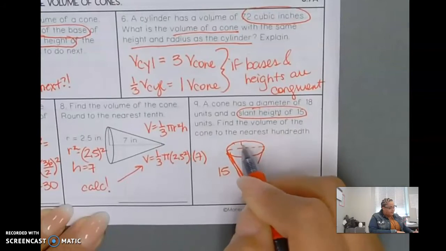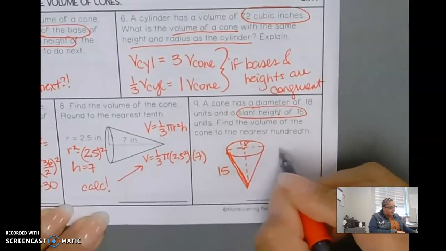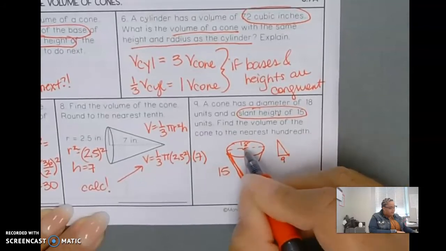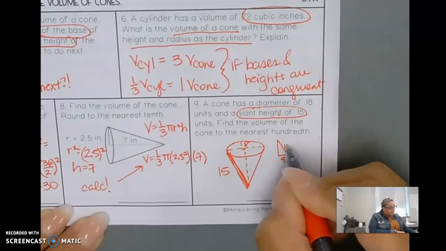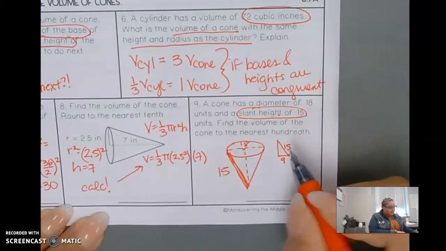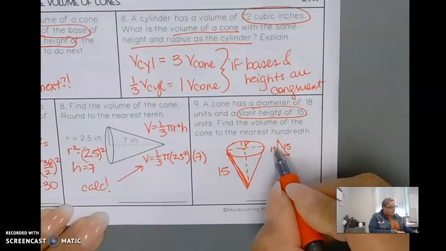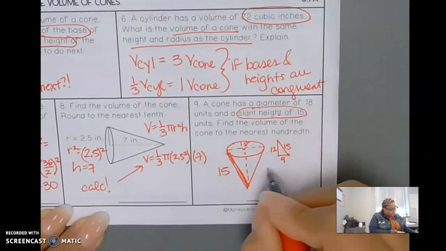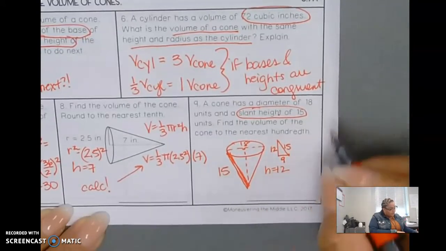And the diameter is 18. So if we cut this in half, then this forms a right triangle where this is 9 because that's half of 18, and this is 15 because that's my slant height, and then they want us to find x. This is 12. Okay? So my h is 12.